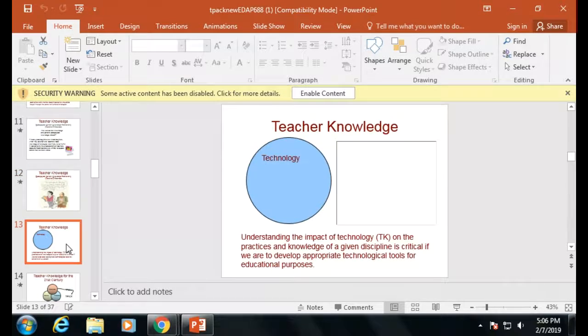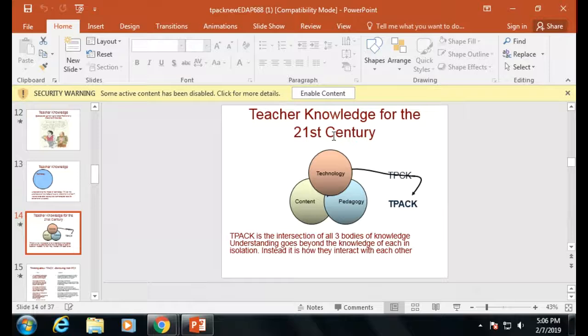Now, here we go. This is where we get involved with the technology. As you can see, we have technology as the intersection of the three bodies of knowledge. Understanding goes beyond the knowledge of each in isolation. Instead, it is more about how they interact with each other.